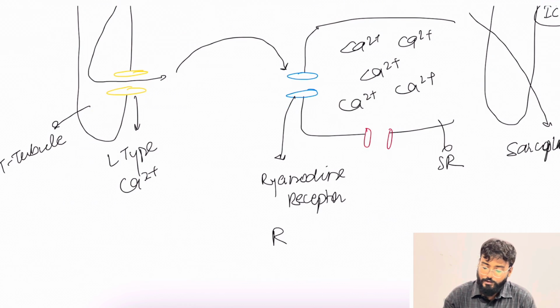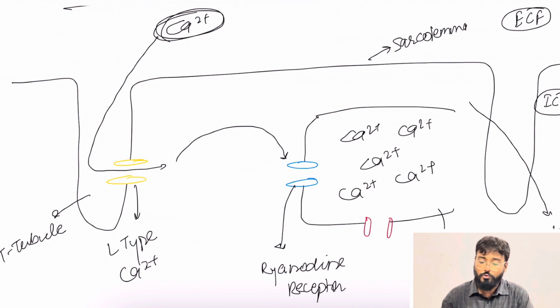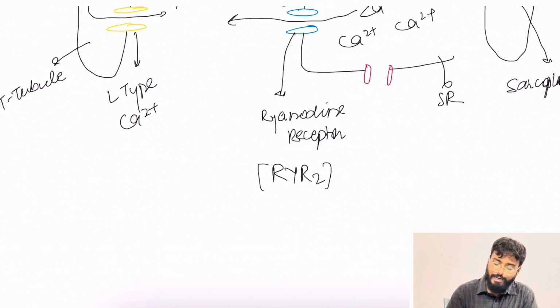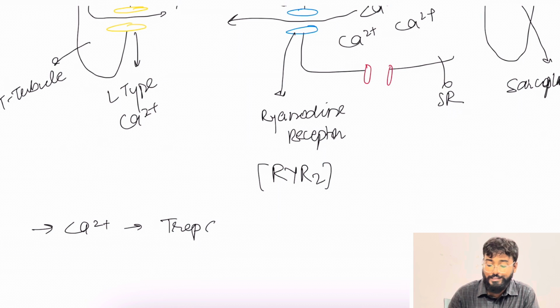These are ryanodine receptors type 2. Wherever this calcium goes and stimulates this ryanodine receptor, there is a release of this stored calcium into the sarcoplasm. Now this calcium in turn goes and binds to troponin C, one of the subunits of the troponin complex. We have troponin C, troponin I and troponin T. So it goes and binds to troponin C.